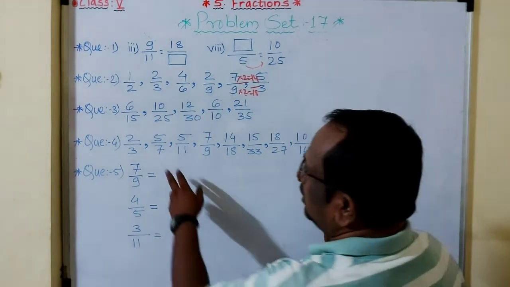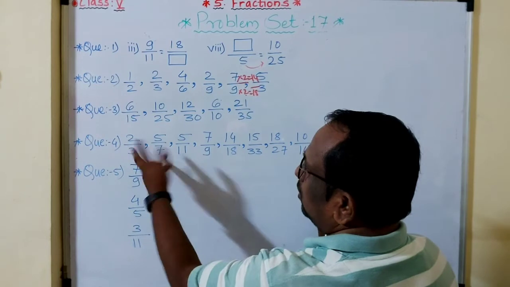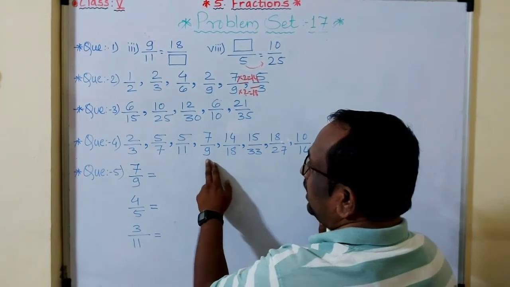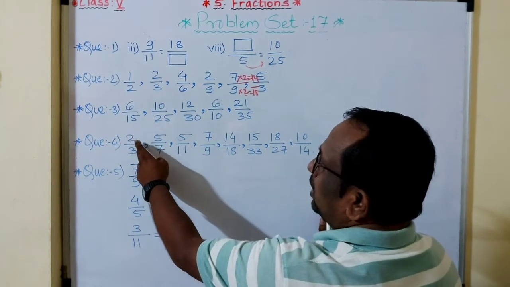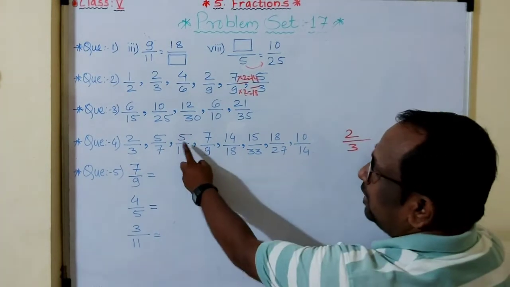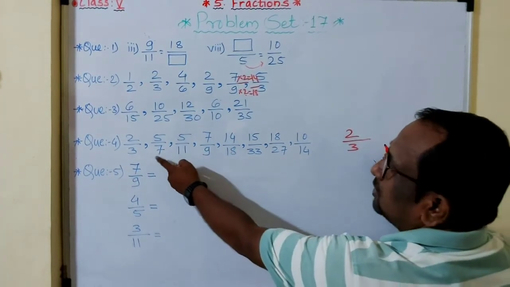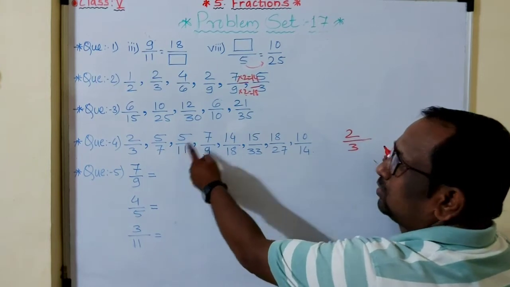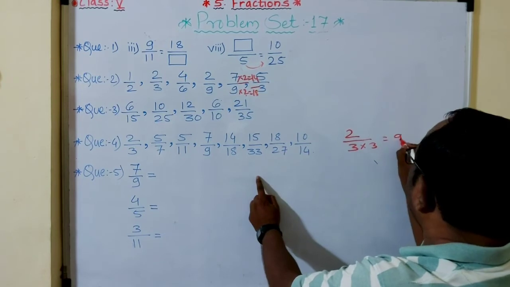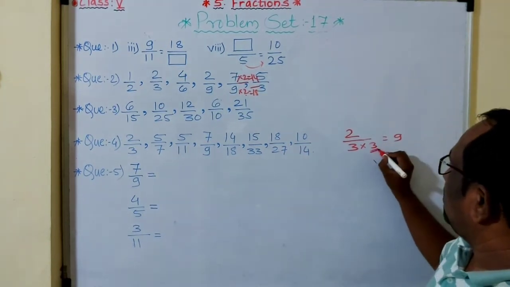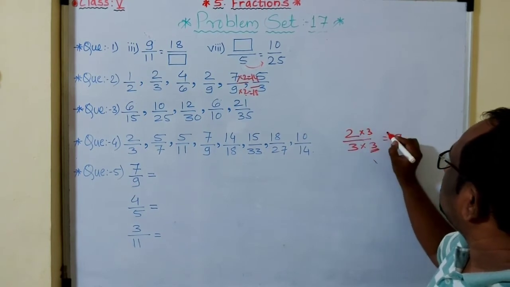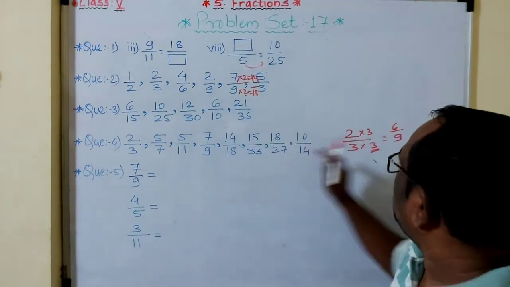So you have to check, 3 and 7 is relation? No. 3 and 11? No, because in 3's table there is no 7, no 11. 9, yes, 3 3s are 9. Yes, we will check this one, 7 upon 9. Our rule tells us, multiply by denominator, you have to multiply numerator also 3. 3 2s are 6. But here 7, so this is also not the pair.